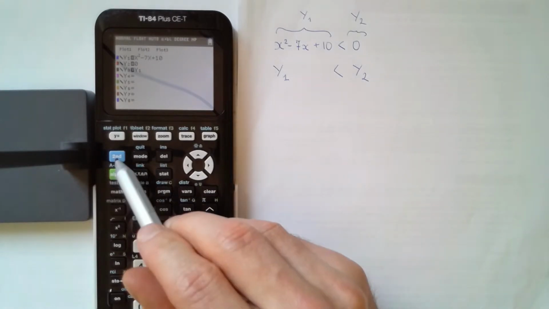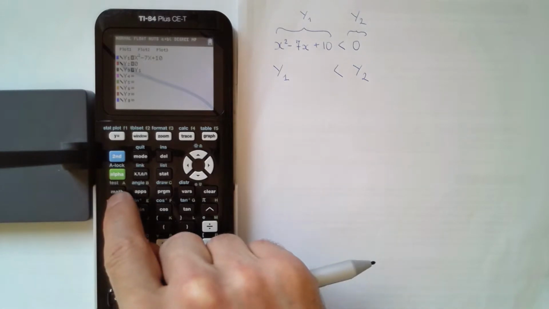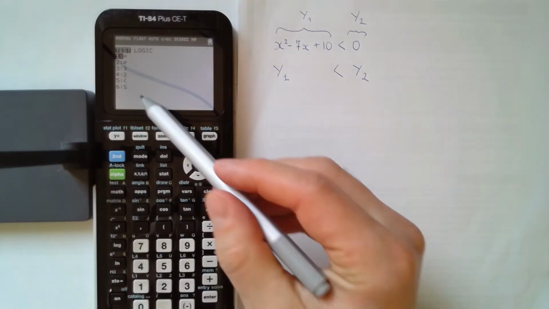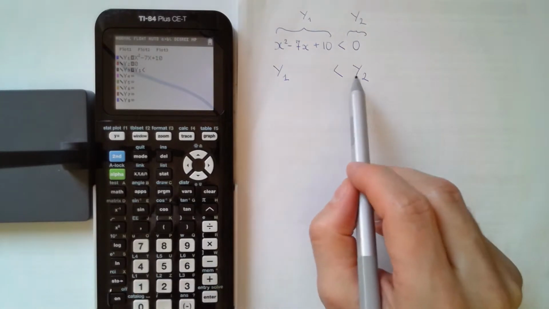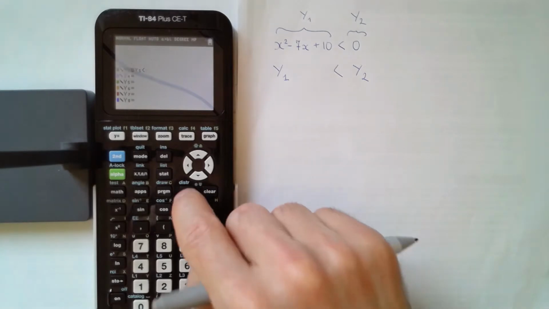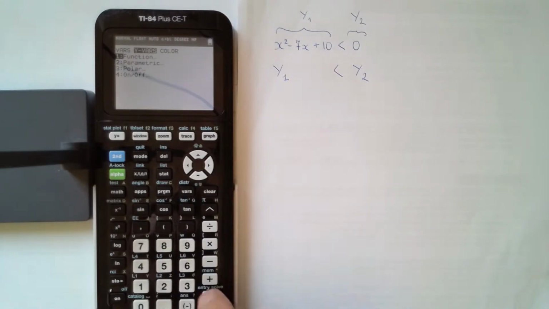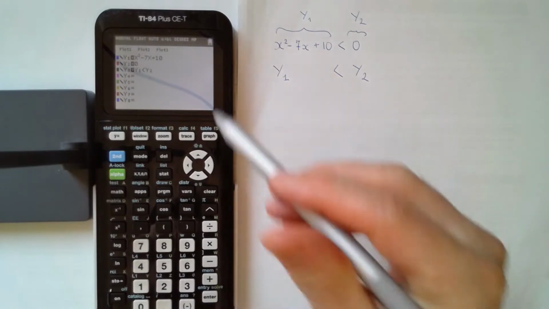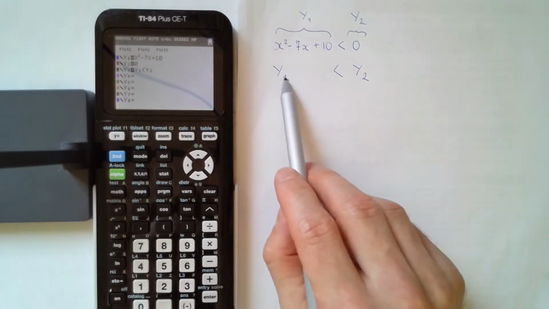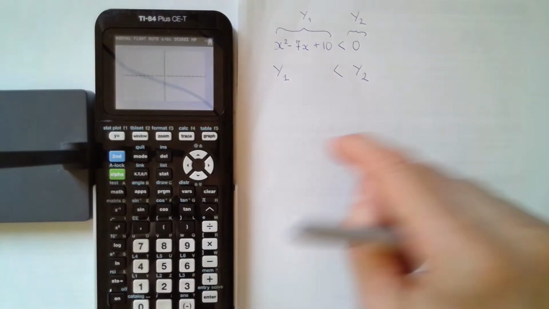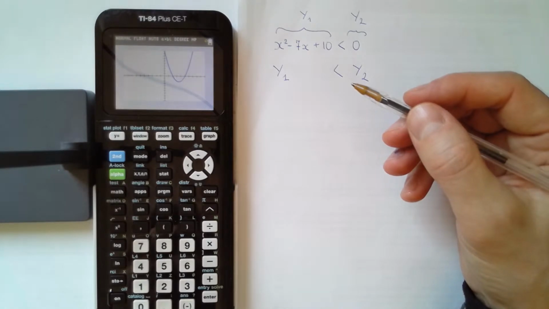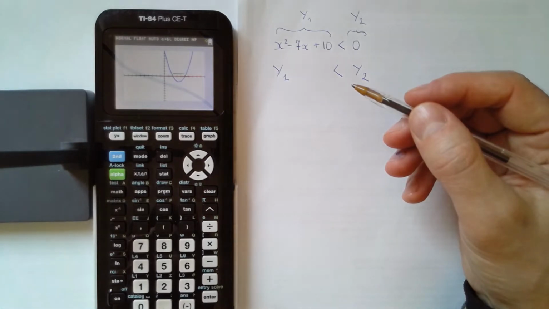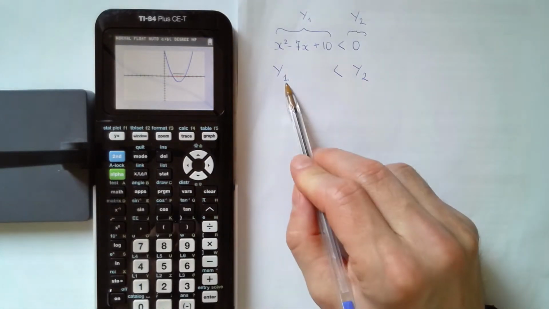You need to go to second, go to TEST, and then go to option 5. Then we need to repeat exactly the same process to get y2. We go to VARS, Y-VARS, Function, y2. Now we have got our inequality set up and we're going to graph it. Perfect, so that's what we're getting on our calculator. That's our parabola. Then it's 0, and the calculator is evaluating where y1 is less than y2.